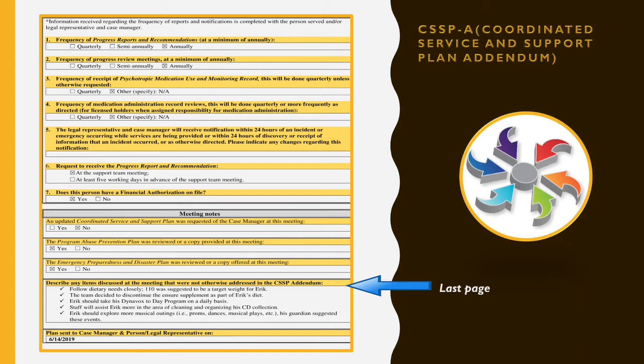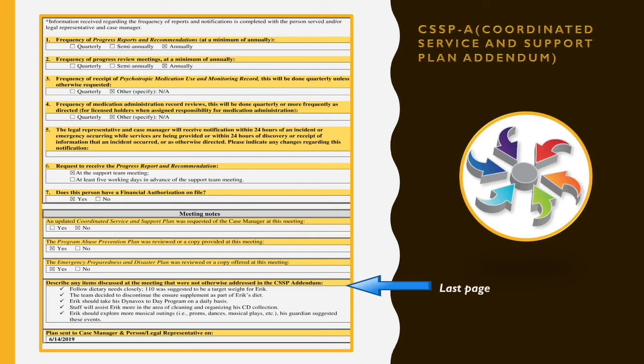there is a space to describe any items discussed at this particular meeting, which is usually the annual, that were not otherwise addressed in the CSSP Addendum already. So if anything is discussed other than what's already in this addendum, it should be placed in a note at the bottom of this page. As you can see, the arrow is pointing to it. And also there's a date.